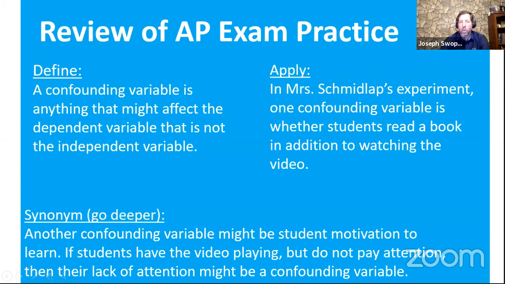Okay. And we're going to apply it in Mrs. Schmidlap's experiment. One confounding variable is whether students read a book in addition to watching the video. Maybe they learned enough to get that 80% from a different source, and it wasn't the watching the video at all that caused that. We're going to throw out another confounding variable.